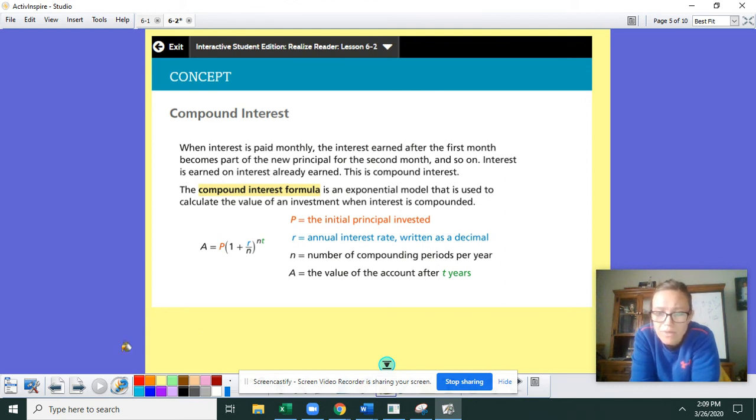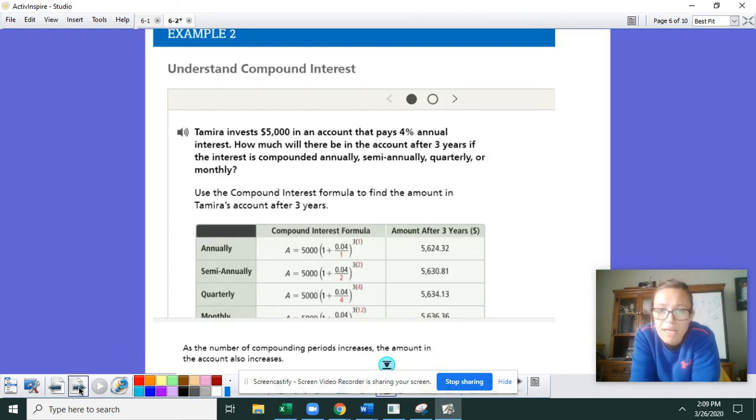And so as we continue on, we will be applying this concept to, like I said, annually, semi-annually, quarterly, and monthly. And as the number of compounding, can you see that down there? Oh, I turned it a weird color. As you see that down there, you can see that the number of compounding periods increases, the amount in the account also increases. So the more often we compound it, the greater the account becomes.